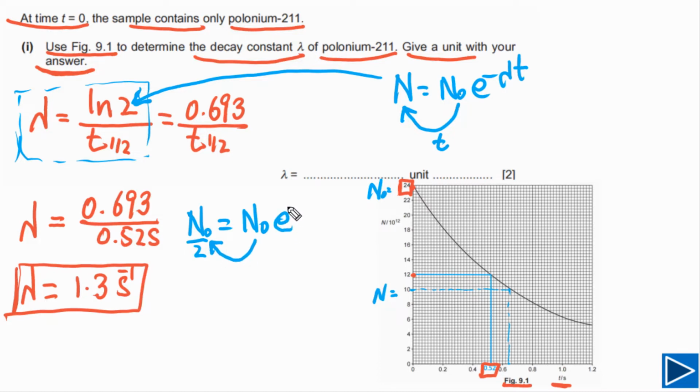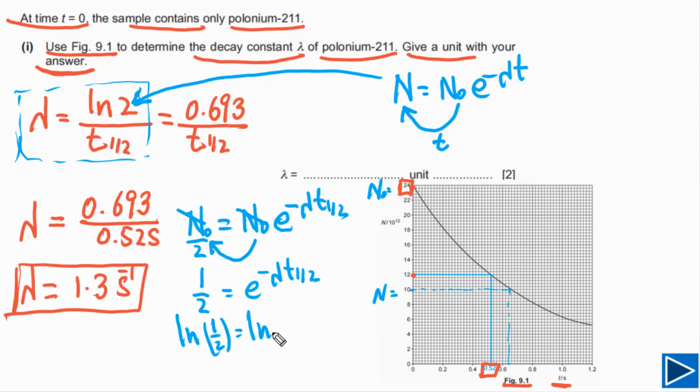So then we can write down e to the power of lambda, and the time taken, that will be equal to 1 half-life. So in this case, we can cancel N naught with N naught. So we are left with 1 by 2, and this is equal to e to the power of negative lambda times 1 half-life. Now, if we take natural log on both sides, ln of 1 by 2, and here we take ln of e to the power of negative lambda times 1 half-life.